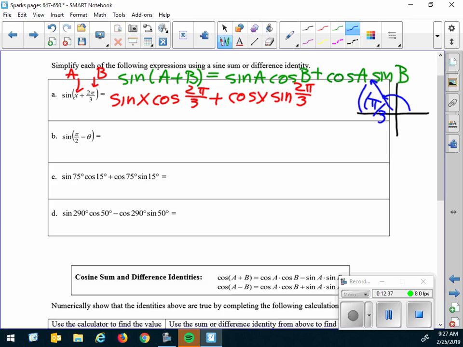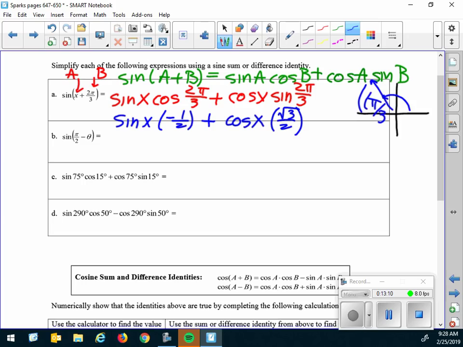So the cosine of 2 pi over 3, let's see here. The cosine of pi over 3 is 1/2. So in quadrant 2, that's negative 1/2. So this is sine of x times negative 1/2 plus cosine of x times the sine of 2 pi over 3, which is the sine of pi over 3, which is square root 3 over 2. And in quadrant 2, that's still positive. So square root of 3 over 2.